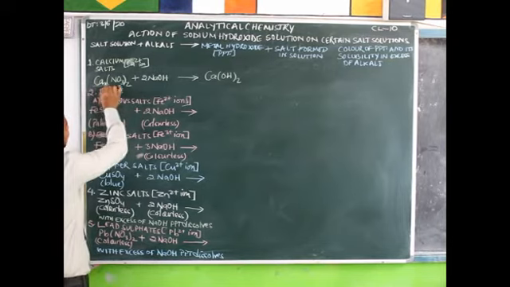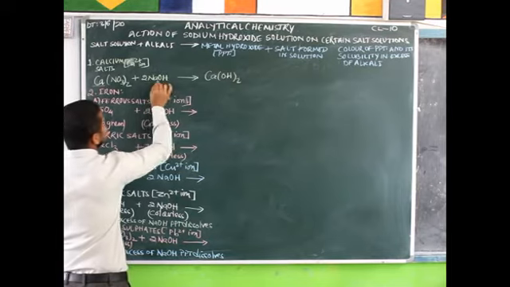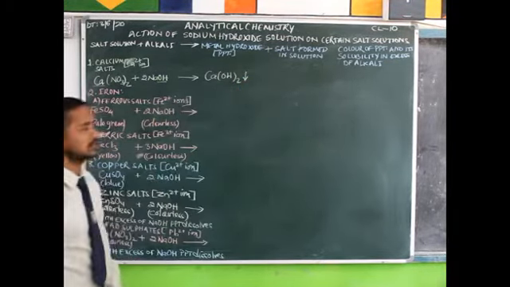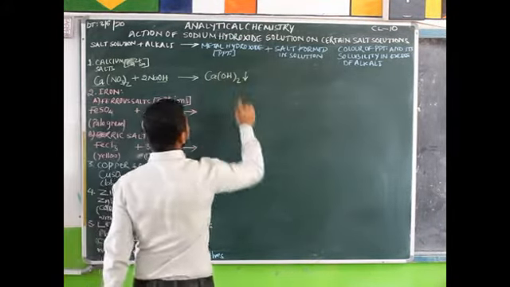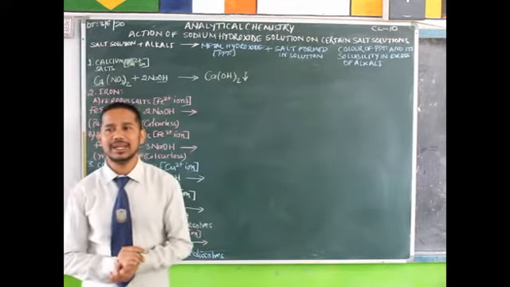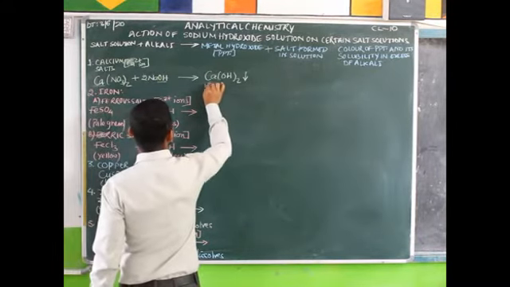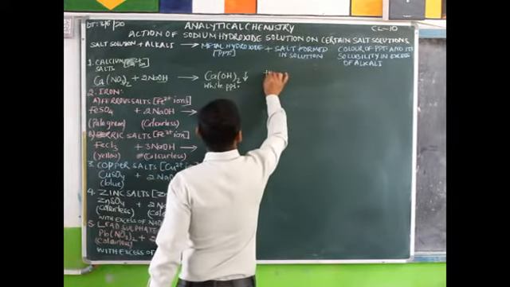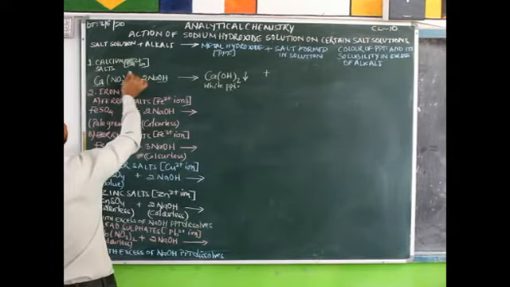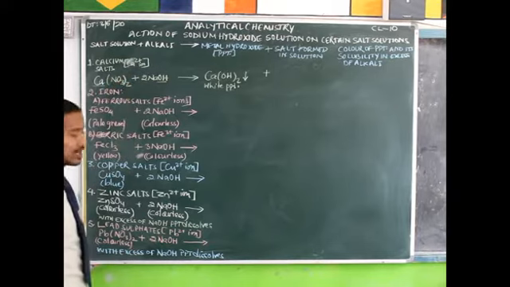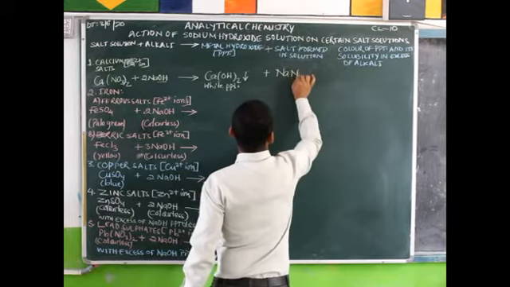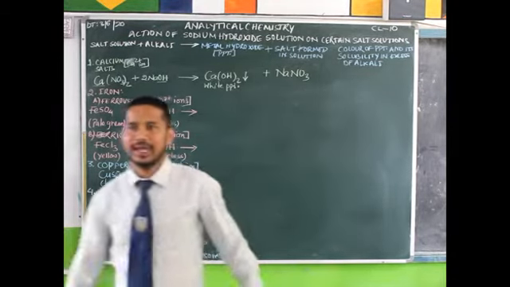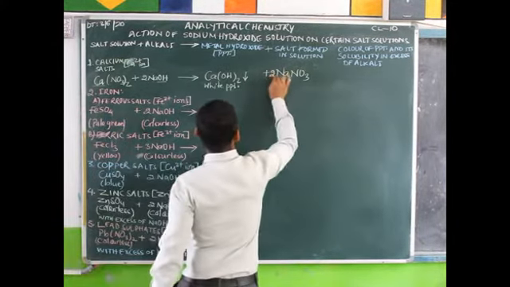So calcium is replacing sodium, so calcium combines with OH and we get calcium hydroxide, which is insoluble in water. So we'll get calcium hydroxide precipitate. And what is the color of this calcium hydroxide precipitate? It is a white precipitate, plus the salt formed in solution. What salt will we get now? Sodium will be replacing calcium, that means sodium will be combining with nitrate. So we get NaNO3. Valency of sodium is 1, valency of nitrate is also 1. Now let's balance this. So it is balanced.